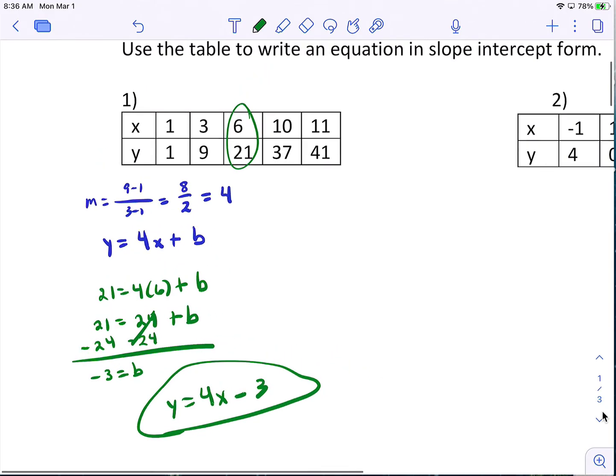And again, just to double check, if I put 3 in for x, I better get 9 for an answer. 4 times 3 is 12. 12 minus 3 is 9. I know I got it right.